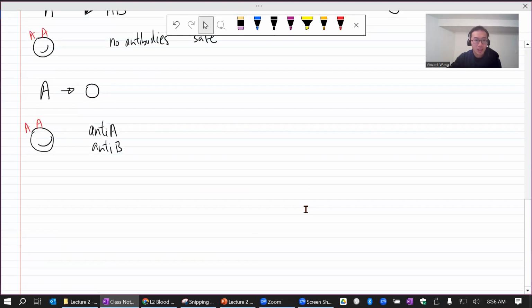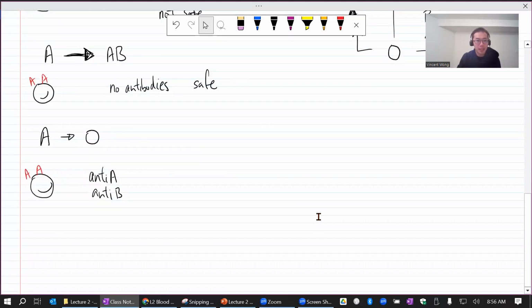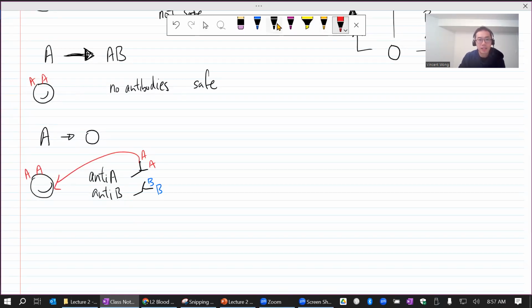So this is bad, because look, anti-A and anti-B. This is not safe. Why is it not safe? Well, the B is not going to do anything, but then the A is going to attack. This is not safe. Does it make sense that you cannot give to O? Yes.